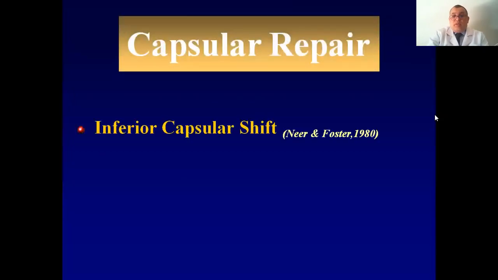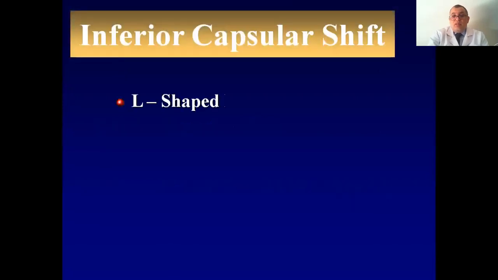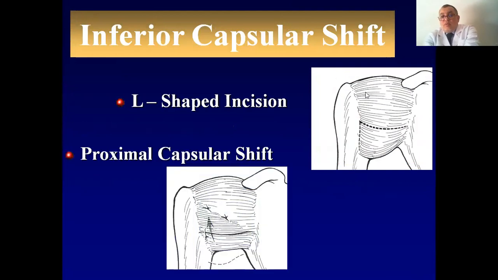Now, capsular repair. It was first described as inferior capsular shift by Neer and Foster in 1980, then Neer developed it into the Neer cruciate repair in 1985. In simple inferior capsular shift, an inverted L-shaped incision is made into the inferior capsule, and this triangular flap is later shifted upwards, thus reducing the wide axillary pouch and the size of the capsule.